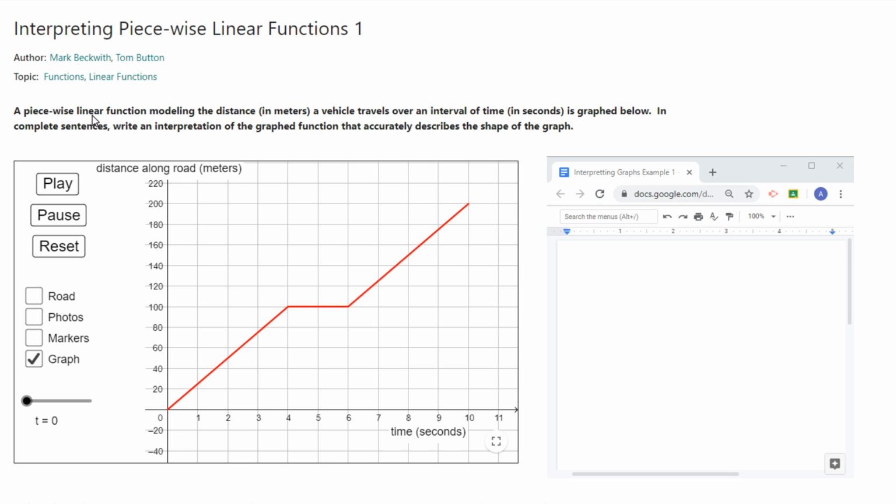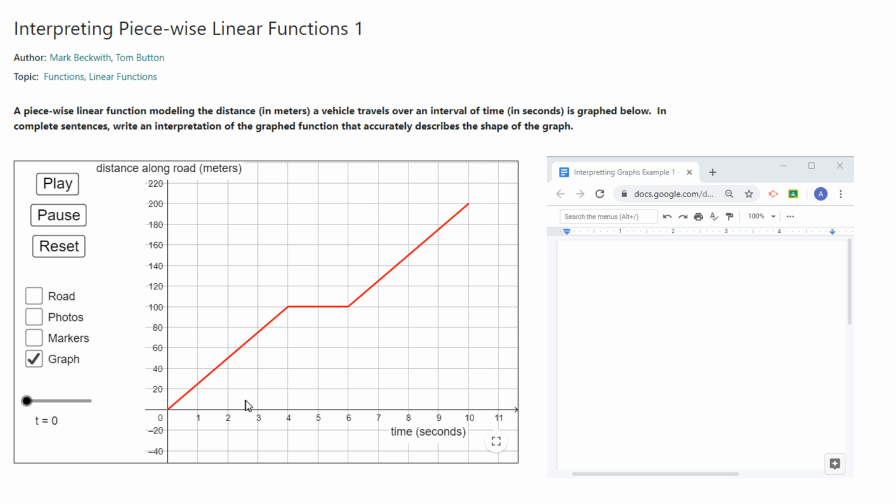It says a piecewise linear function models the distance that a vehicle travels over an interval of time, and it wants us to use complete sentences to interpret what this graph is showing. So we're going to do that now. I'm going to give you an idea of how to do it, and we have a few more for you to try later today.